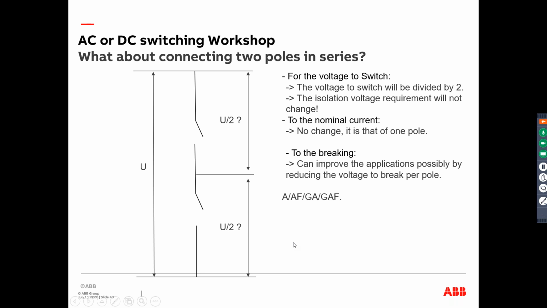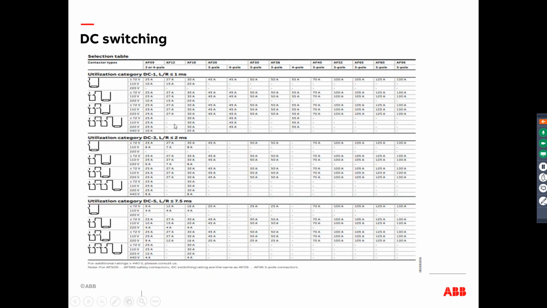So we have AF, GA, and GAF type contactors for DC as well. This is a simple selection chart from our catalog. It has DC1, DC3, and DC5, and depending on the current and voltage, you can select the contactor. How you need to connect is on the left as well: either 2 poles in series or 3 poles in series. If the voltage goes beyond a particular value, you have to connect 4 poles in series.